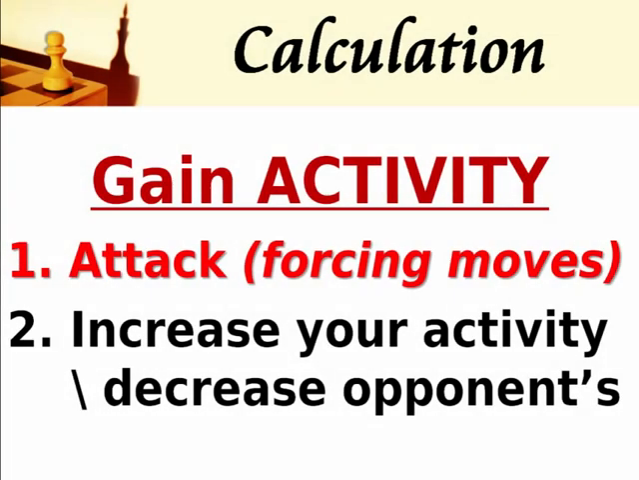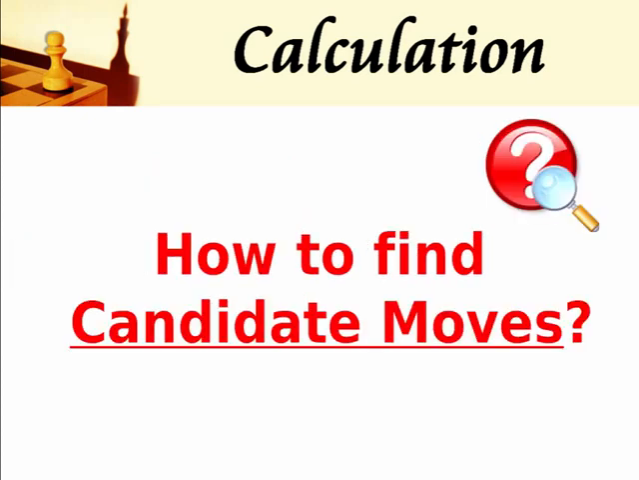To conclude this section, first of all, we need to calculate all of the forcing moves we have: checks, captures, and attacking moves. Releasing the tension is good if you have a forcing continuation that leads to a concrete advantage. If it does not, it's bad and you should keep the tension instead. Okay, so far we discussed how to find those candidate moves and what they are. Now I'll show you exactly how you should do it in practice.